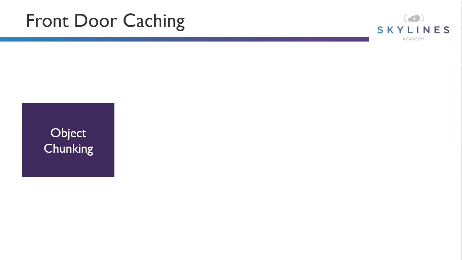The first is object chunking. Since it's acting like a man in the middle between your users and your web app or server, if we are sending large files, this can cause a delay as the file is sent from the origin to Front Door and then to your user. To get around this, we use object chunking.